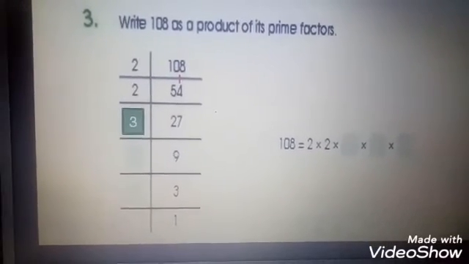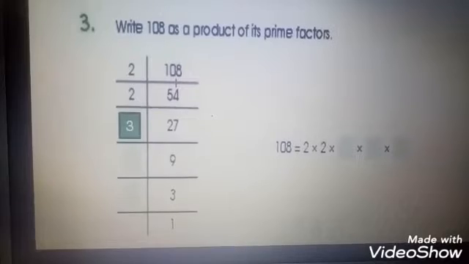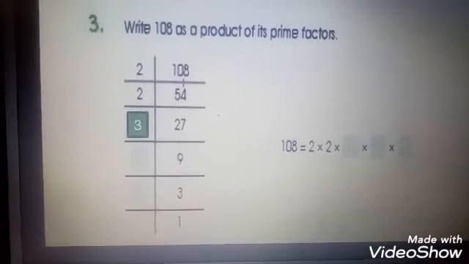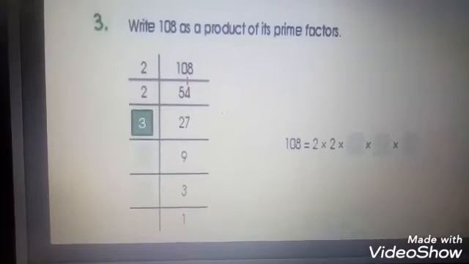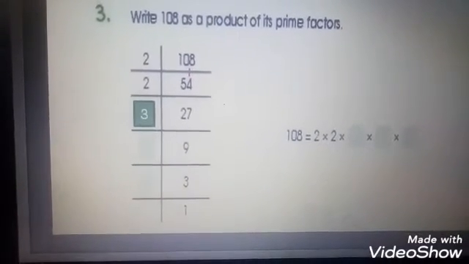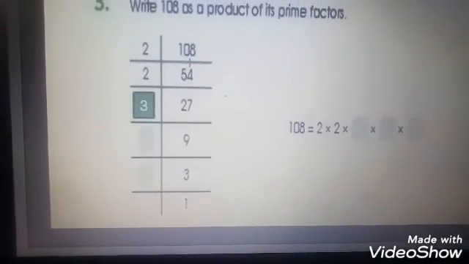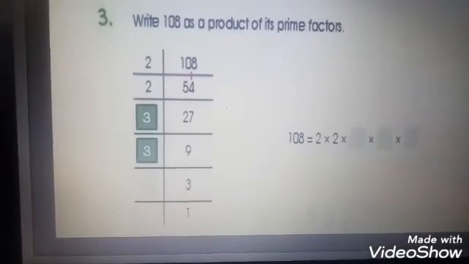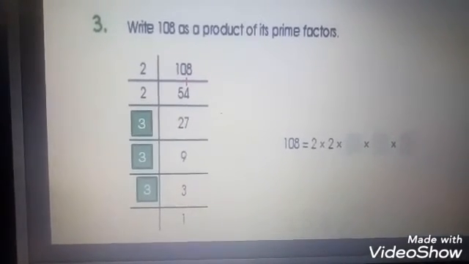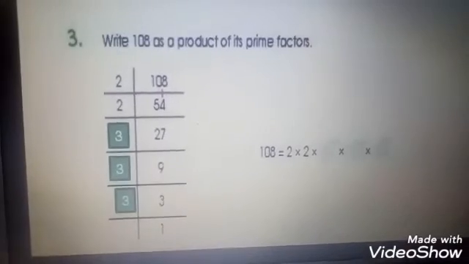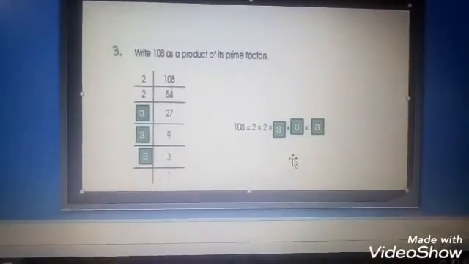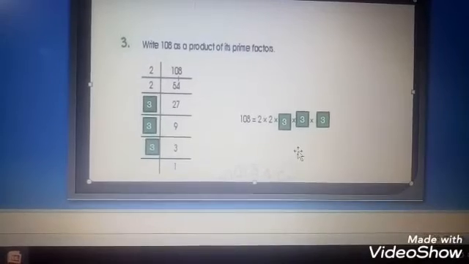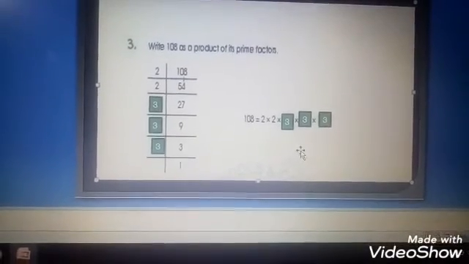Next, again the 9 is also an odd composite number, so you can again choose the smallest odd prime number, which is 3. Let me check, is 3 properly solving 9? Yes, 3 3s are 9. Again 3 1s are 3. So the factors of 108 are 2 into 2 into 3 into 3 into 3, which makes 108.